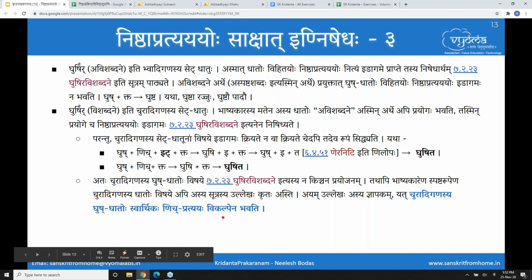So the bottom line, the conclusion of the whole discussion, is that the nich pratyaya on the ghusha dhatu of the 10th gana is optional. Churadiganasya ghusha dhatoho swarthikah nich pratyayah vikalpena bhavati.